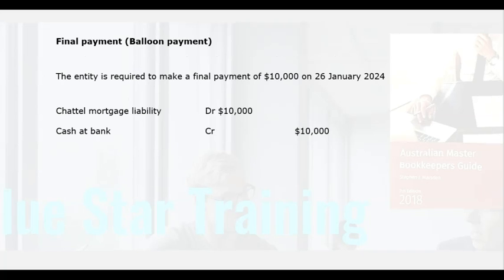It is not uncommon to see a final lump sum payment, and this is sometimes called a balloon payment. If there is a balloon payment in your chattel mortgage, the journal entry is here. Once again, if you would like to see the full example, including the chattel mortgage schedule, please refer to Chapter 7 of the Australian Master Bookkeepers Guide.